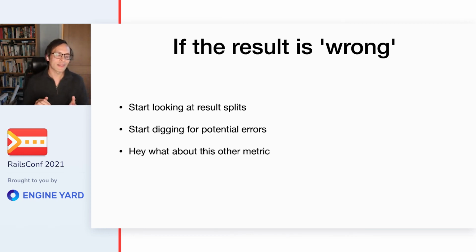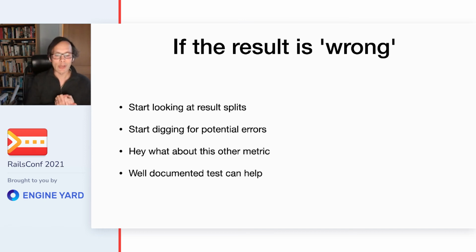And there is no silver bullet here. You have to try and apply the same rigor, whatever the result is. A well-documented test can help in some respects, clamp down on people who try and look at splits or different metrics. But really, you have to keep yourself honest here. So that's it for errors.